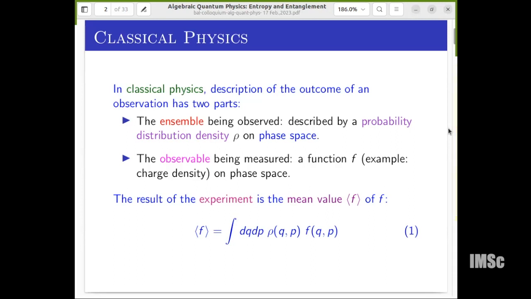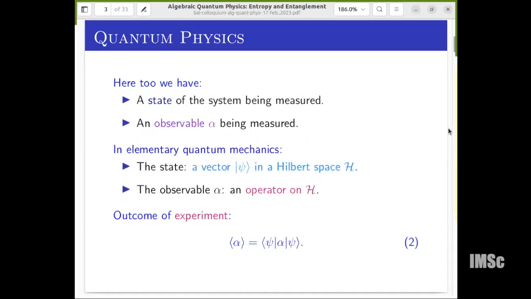Then there are the things we measure, the observables, and in that case these are functions on a phase space. So the result of the experiment, as I said earlier, these two have no separate existence. Only jointly do they have a meaning. So the mean value of f, that is what we register experimentally. The same thing happens in quantum mechanics.